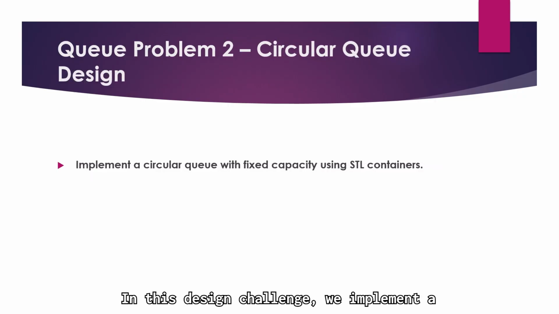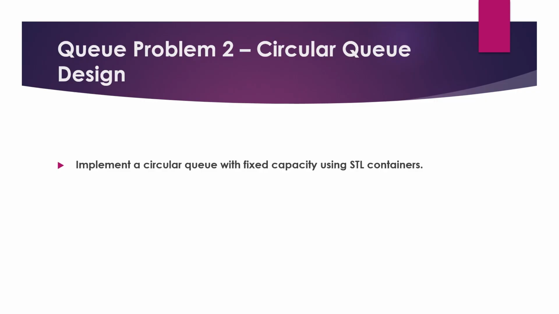In this design challenge, we implement a circular queue that wraps around once it reaches the end. We manage it using a fixed size vector and pointers for the front and rear. This structure is used in buffering data, task scheduling, and memory-limited environments. It's a practical application of queues in systems programming and shows the real-world importance of efficient container design.